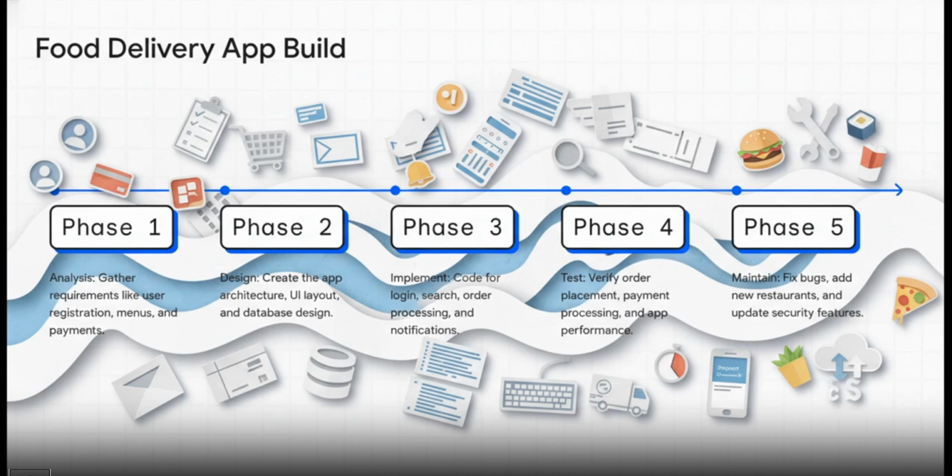Then in phase two, you design the app's layout and all the technical architecture behind it. Only then, in phase three, do the developers start writing the code. Phase four would be all about testing, making sure ordering, payments, and the whole thing works flawlessly. And finally, phase five would be that long term maintenance, like adding new restaurants or fixing bugs after launch. It's a perfect illustration of that clear, logical progression from an idea to a finished product.